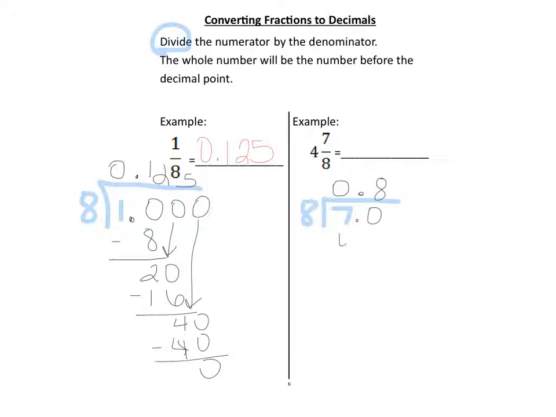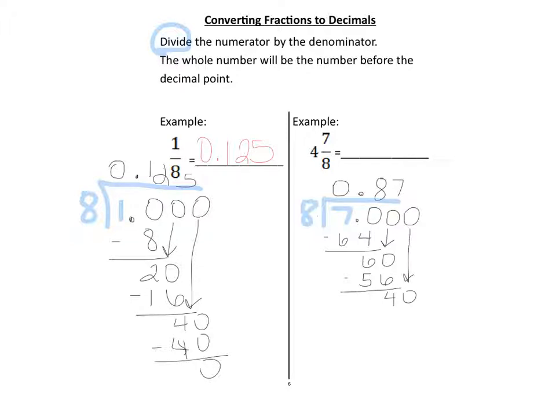8 times 8 is 64. Subtract and you get 6. Add another 0. Bring it down. 8 goes into 60 7 times. That was the second 0 that I had brought down, so I make sure that the 7 goes above the second 0. 8 times 7 is 56. Subtract, you get 4. Add a third 0.